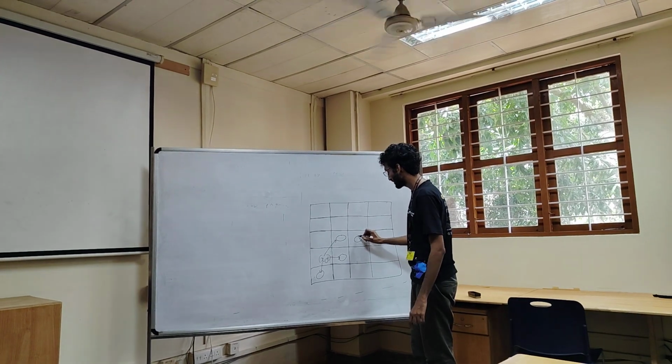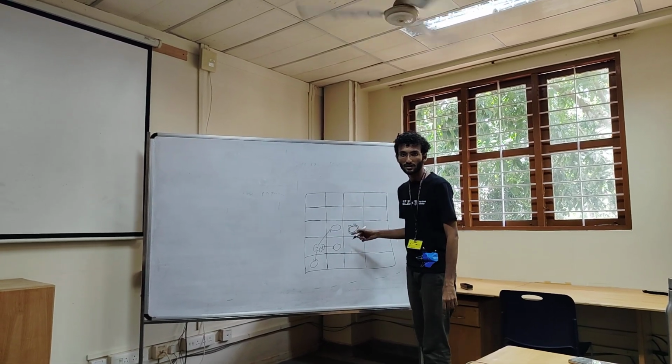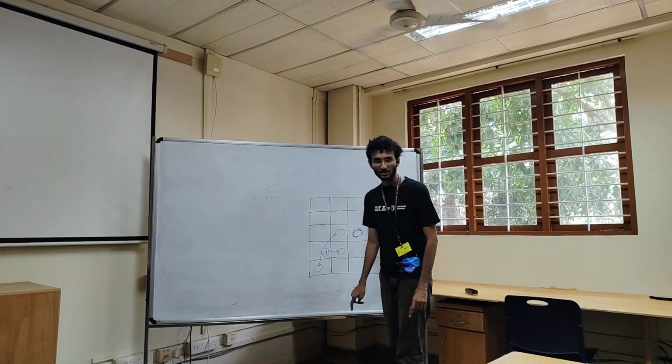So initially only this bulb was on, that is where the pressure location was hidden. So I am marking it this way. And now we are turning on all these.